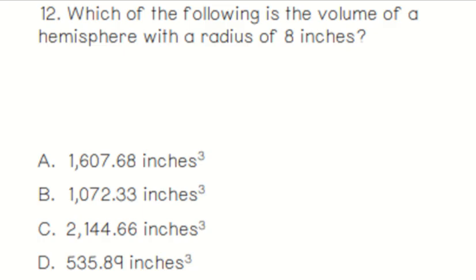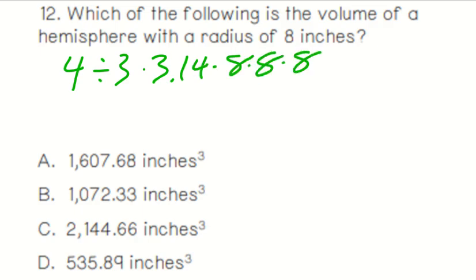What's a hemisphere? Half a sphere. So if I've got a hemisphere with a radius of 8, what that means is I've got a sphere with a radius of 8. So I find the volume of the sphere. I got 4 divided by 3 times 3.14 times 8 times 8 times 8. And then I have to find half of it. So how do I find half? Divide by 2. I can either divide by 2 or multiply by half. It's probably easiest to divide by 2.